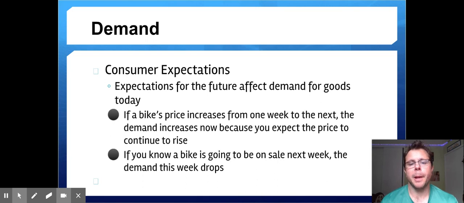And as you know, if you think a bike's price is going to increase, you're going to go rush out and buy it. If you think it's going to decrease, you're going to wait. Right now, everyone says shelter in place. We all knew the next thing was going to happen. We were going to run out of toilet paper and hand sanitizer.